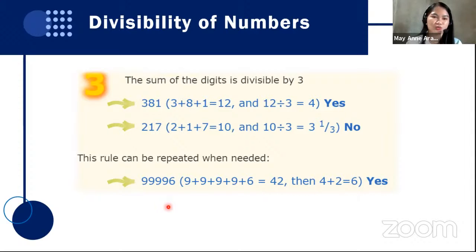So why do we need to know the divisibility rules? So that you can avoid trial and error, no? Because trial and error is time consuming.